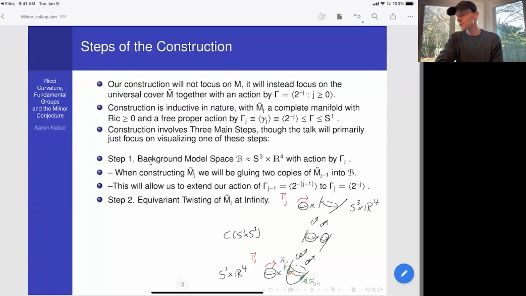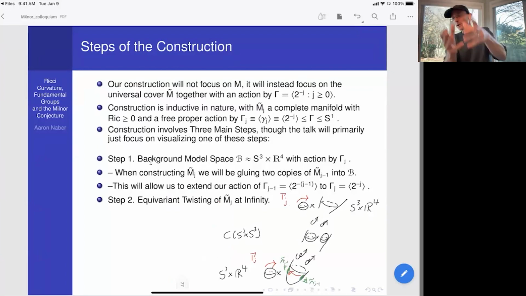Okay. So step 2 of the construction is the following. At the bottom of that picture there, what you've got is our picture from last time. We've got this S3 cross R4. You can ignore the m sub j minus 1s there. We haven't really done the gluing yet. All you have is an S3 cross R4, very simple, but with a crazy looking action.